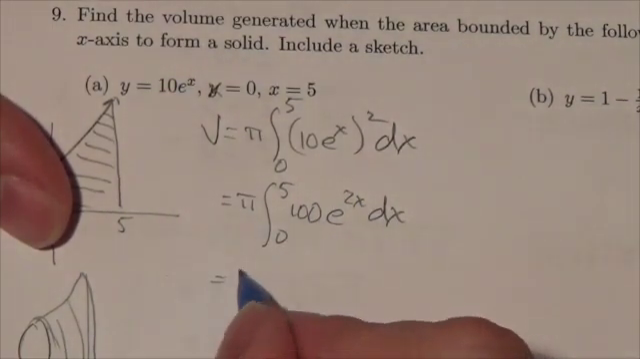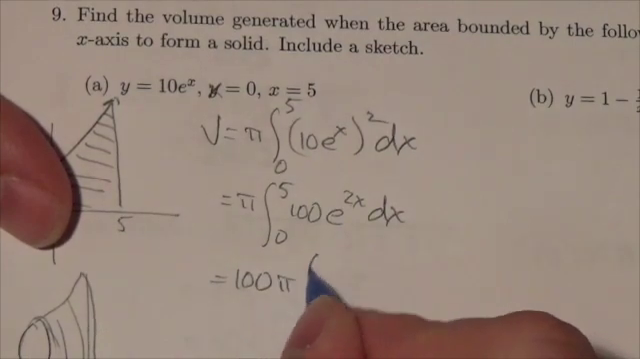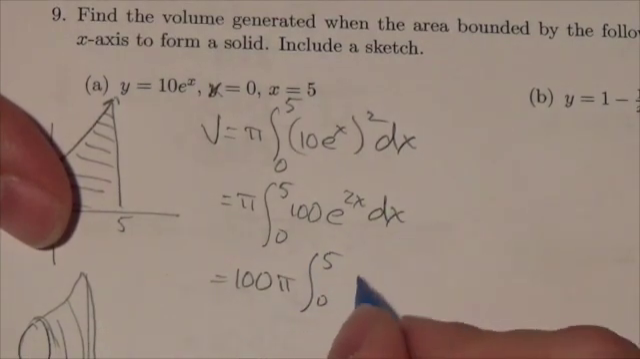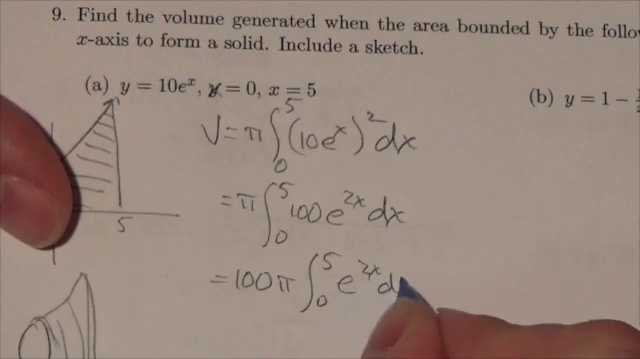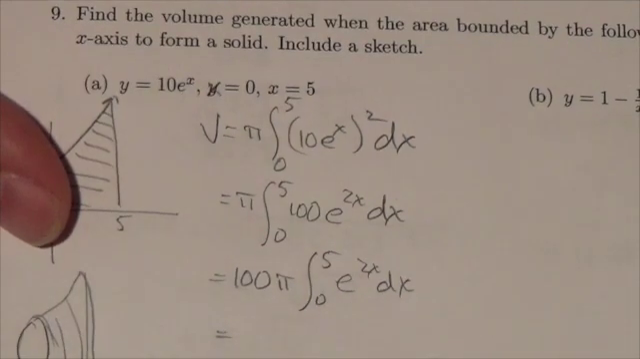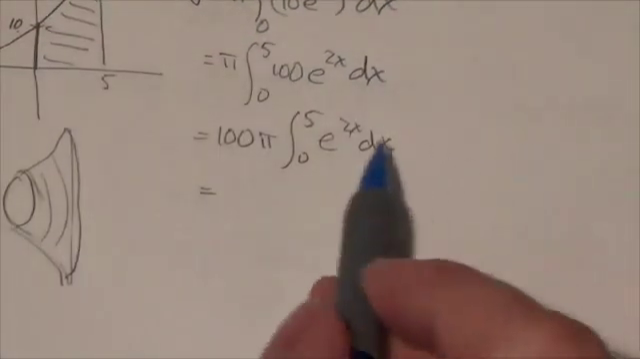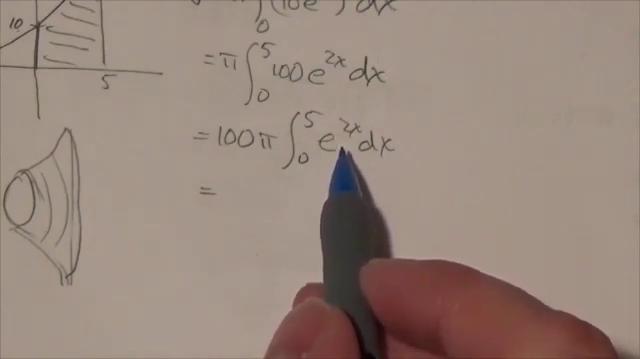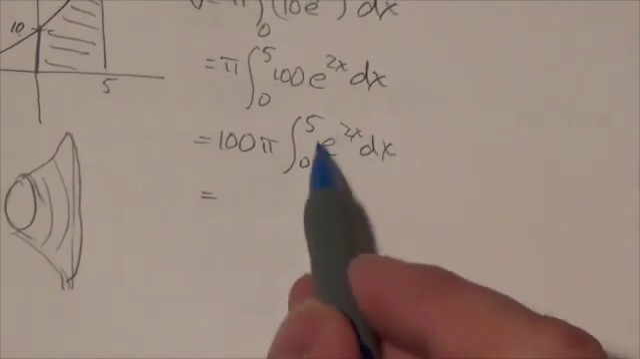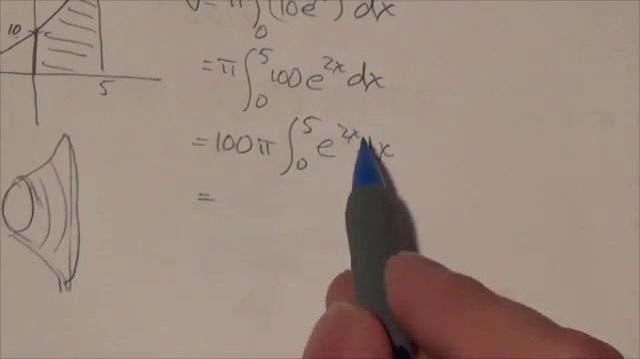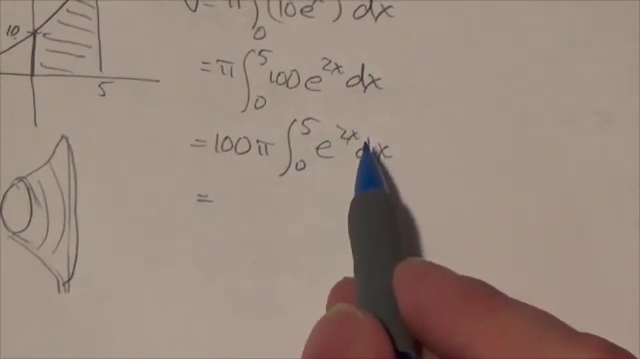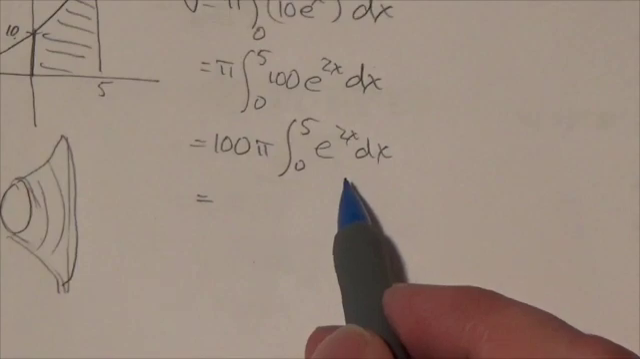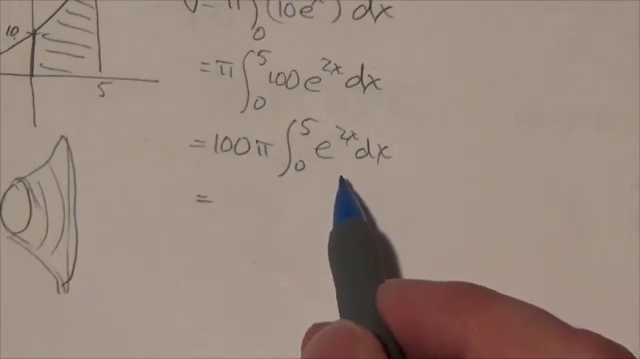I can pull that 100 out, make this 100 pi times the integral from 0 to 5 of e to the 2x dx. Now I can do the integral here. It's not going to be all that hard because the integral of an exponential function is the exponential function. But in this case, just think about what happened here. If you took the derivative of e to the 2x, you would get e to the 2x, but you would multiply by 2. That's if you were doing the derivative. So when we do the antiderivative, we have to do the opposite.